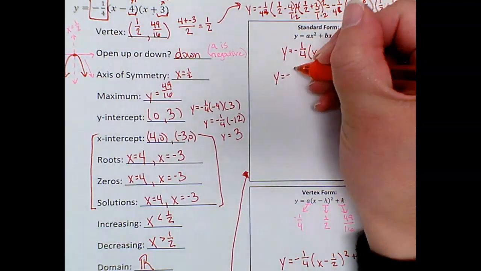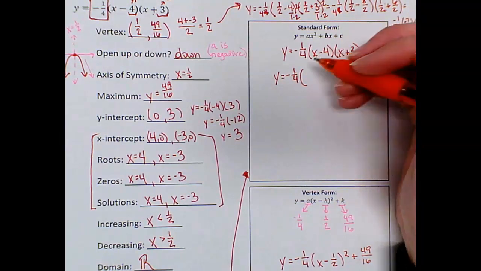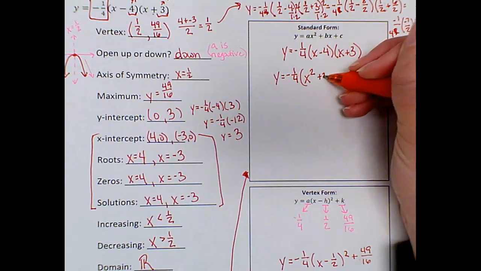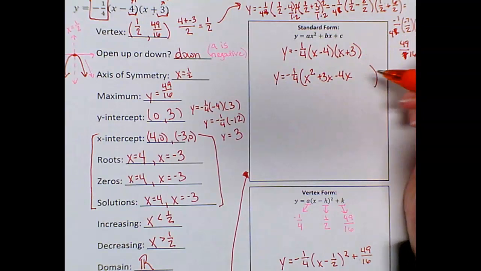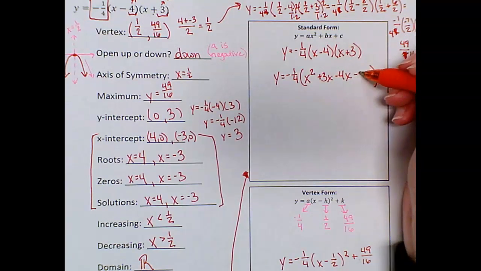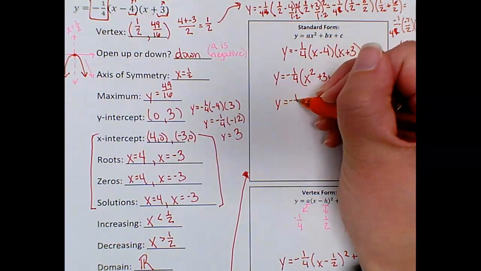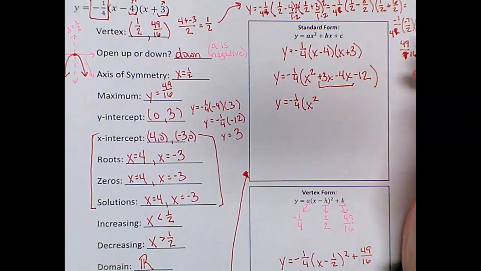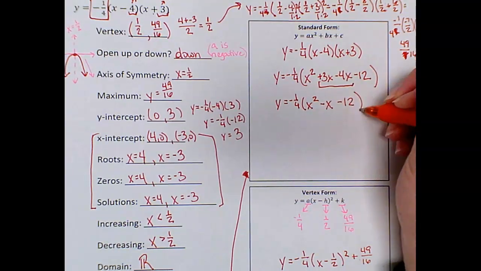So I have y equals -1/4 times, let's FOIL, x times x, x times 3, -4 times x, and -4 times 3. I combine my like terms. So I have x squared, these two together, 3x's minus 4x's make -1x's minus 12.